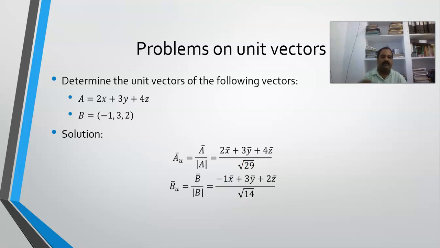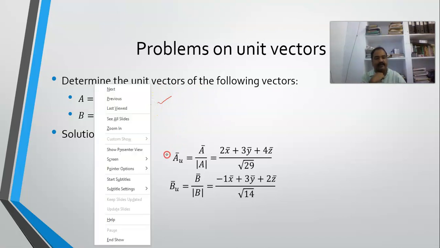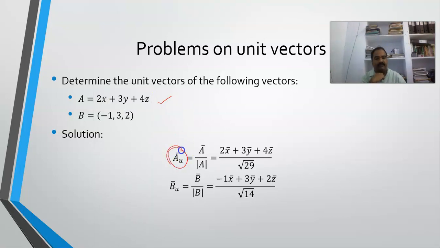Now, let us try some problems. A is a vector which is given by 2x plus 3y plus 4z. So the unit vector of A is nothing but the given vector divided by the magnitude. The given vector is this one, which I have written here, and in the bottom I have written the magnitude. The magnitude is the square root of 2 square plus 3 square plus 4 square. It is 29, so that's why I have written square root of 29.